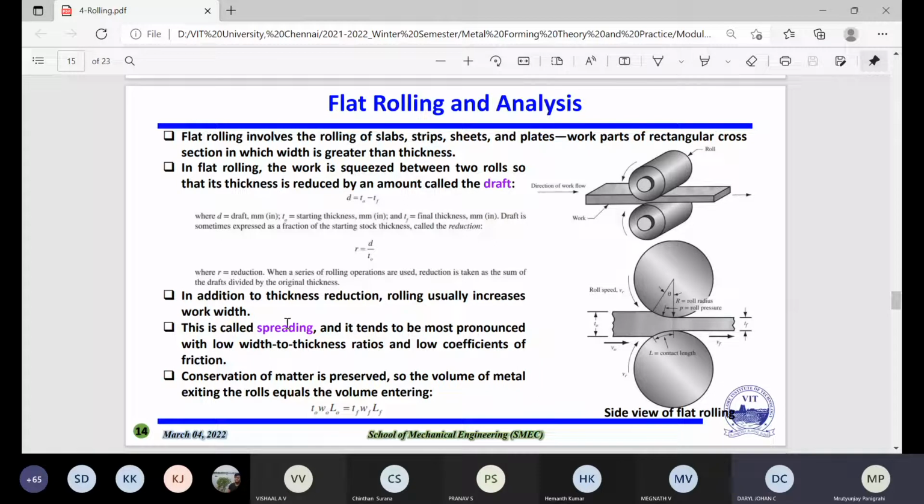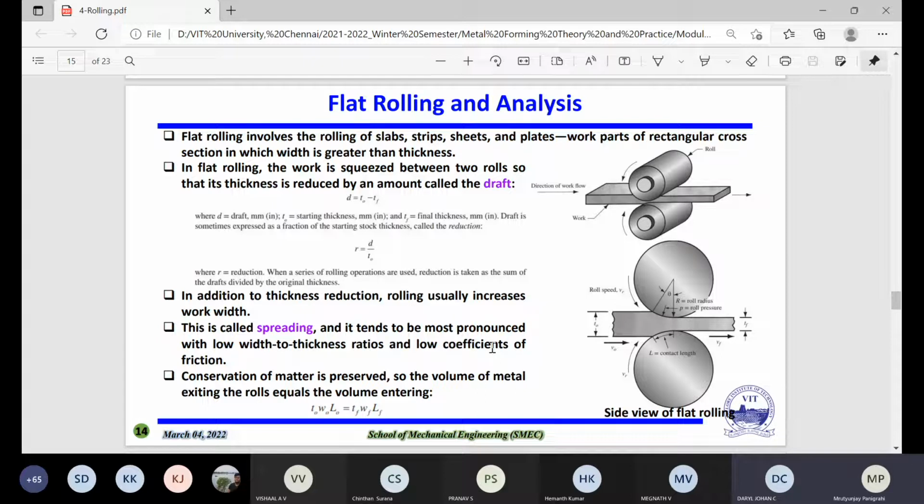In addition to thickness reduction, rolling usually increases the work width. So whatever I told here, the width, for example this side, whenever you are making the rolling, the width also will increase from the initial position to the final position. For example, you will take W0 to WF, and this is known as the spreading. So that means when you are reducing the thickness, it is known as the draft. When you are increasing the width, it is known as the spreading.